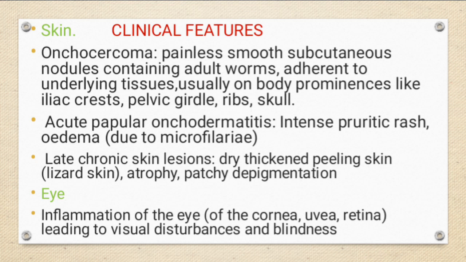When it affects the eye, there will be inflammation of the eye in the areas of the cornea, uvea, and the retina. This will lead to visual disturbances and thus blindness, hence river blindness.